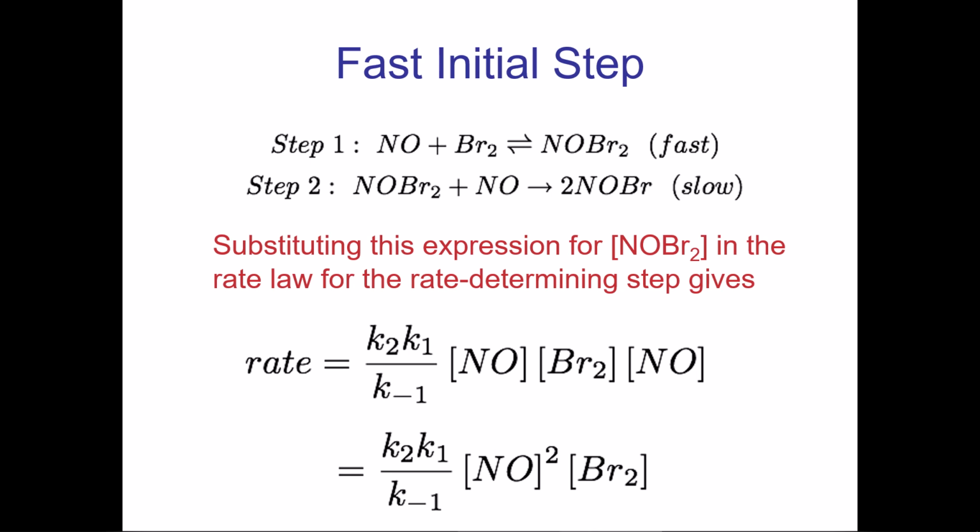We're then going to substitute that into our previous rate law expression. So our NOBr2 is really equal to our K1 over K minus 1 times NO times Br2. So this part right here was what we called our NOBr2. And we're substituting it in, so multiplying it by the K2 and the NO from the previous equation. Then collecting our terms, we have NO squared times Br2. So this matches our kinetic information.